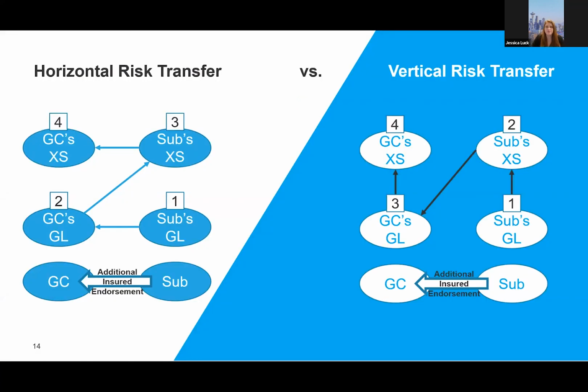Horizontal versus vertical risk transfer. The additional insured provisions within insurance policies are important tools to manage risk transfer. However, it can be difficult to figure out which carrier is responding when, especially when you have multiple subcontract certificates and additional insured endorsements flying around.